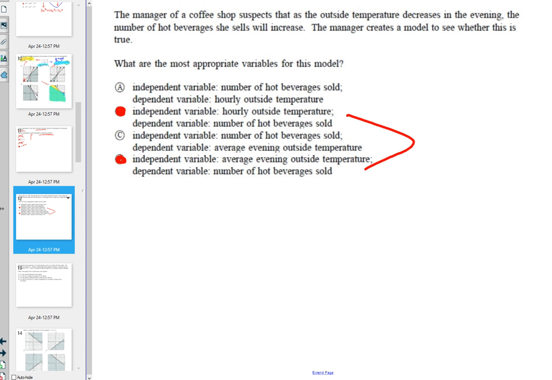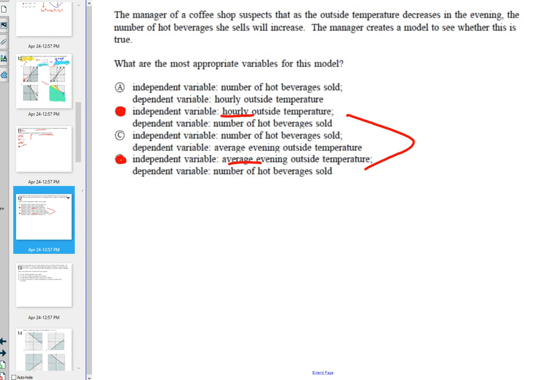So the independent would be the hourly outside temperature. Okay, so the only difference here is the word hourly versus average. What do you think would be a better independent variable? Looking at it by each hour or looking at the average? At the hour. Yeah, looking specifically by the hour, because on the average, maybe late at night it gets super cold, but early.